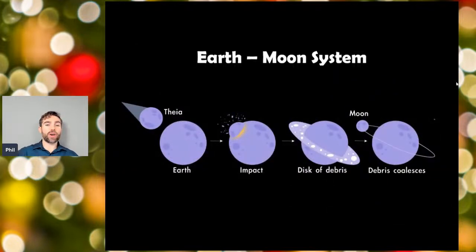So I'm going to start with the Earth-Moon system. The reason being is we're probably familiar with the main theory which caused the Earth and the Moon as we know them today. We think that there was the early Earth and then Theia, which was a Mars-sized planet that then impacted us early on. And that then left a disk of debris around the Earth.